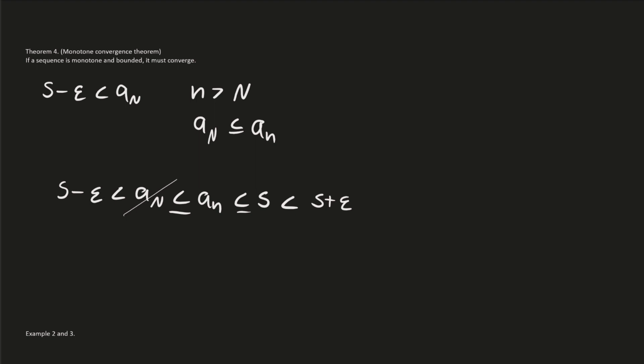So ignoring this part of it, we can subtract S from both sides and we get negative epsilon is less than a_n minus S is less than epsilon for all n larger than our capital N, which is just the same as saying the absolute value of a_n minus S is less than epsilon. For arbitrary epsilon, we can find an N, which is the exact definition of the convergence of a sequence. So that's great. We've proven the monotone convergence theorem, and it is an incredibly powerful theorem.